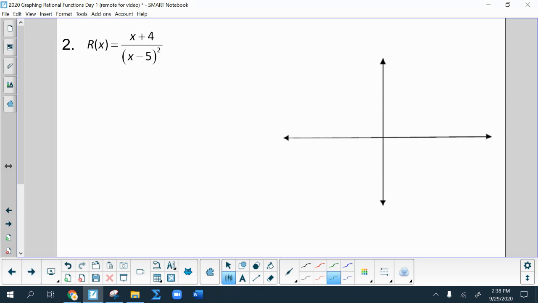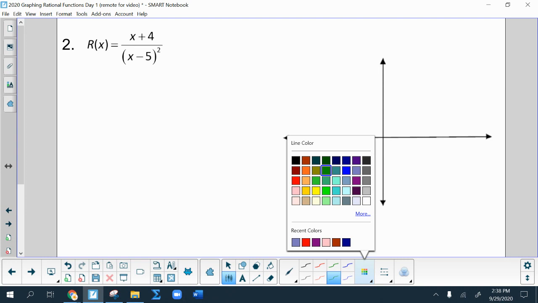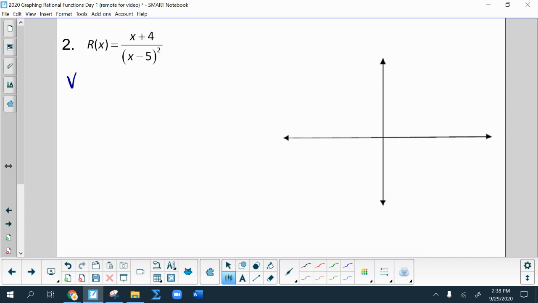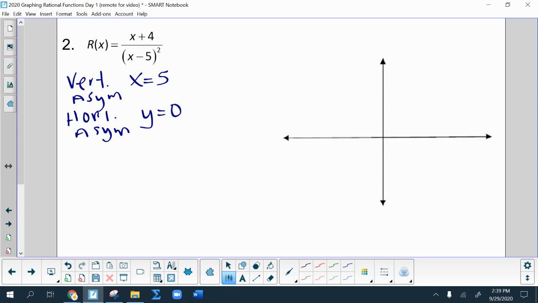So I'm just going to start listing out all of the information that we have. So let me get a different color here. Okay. So right away, I see that there is a vertical asymptote at x equals 5. And remember, that comes from the denominator being set equal to 0. So vertical asymptote at x equals 5. That square down there is doing something special, and I'll talk about that in a little bit. There is a horizontal asymptote at y equals 0 because the numerator's power is less than the denominator's power.